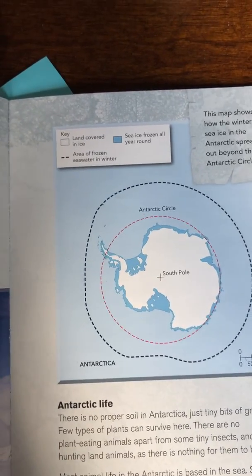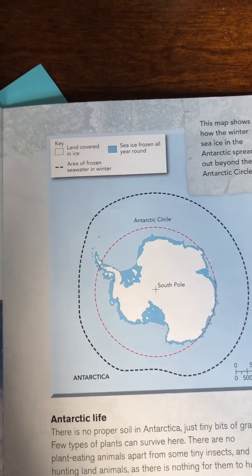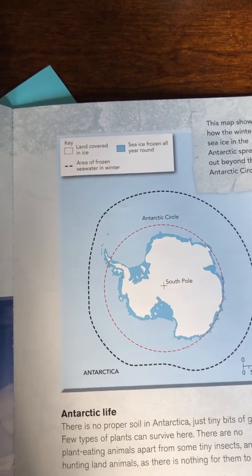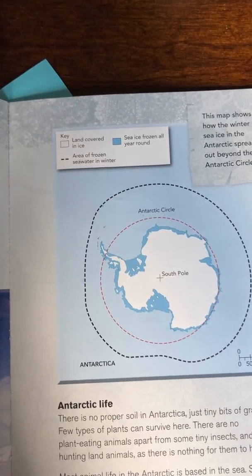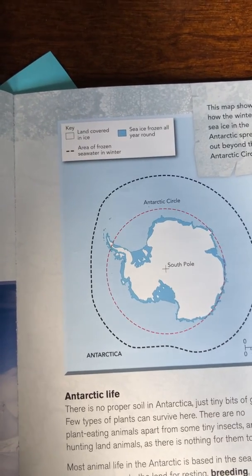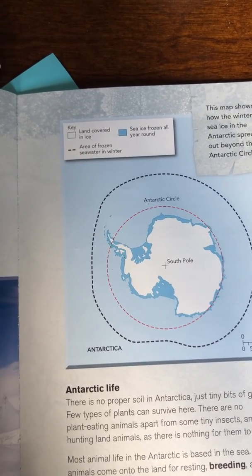Boys and girls, I want you to think about what are some other interesting things you've learned so far about the polar lands from listening to this part of this book.